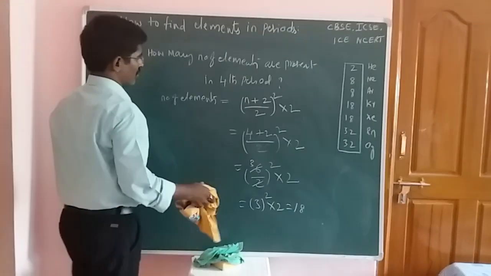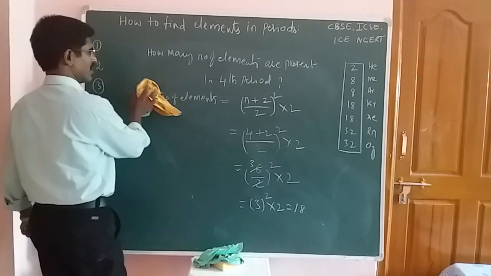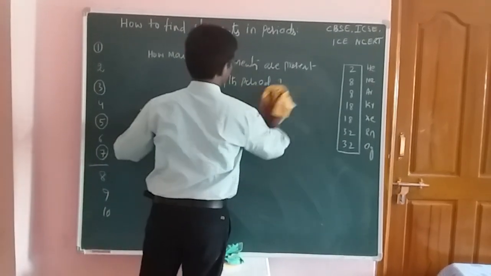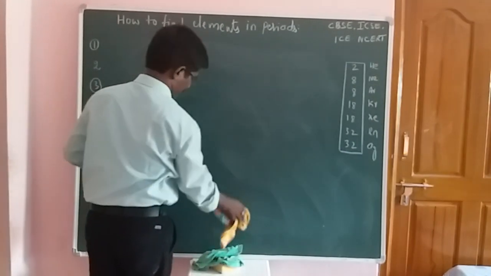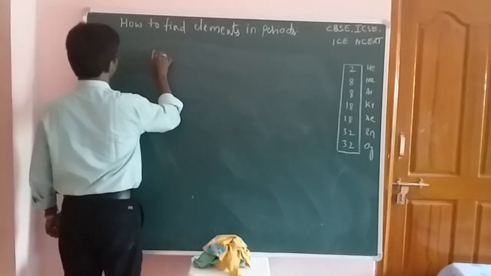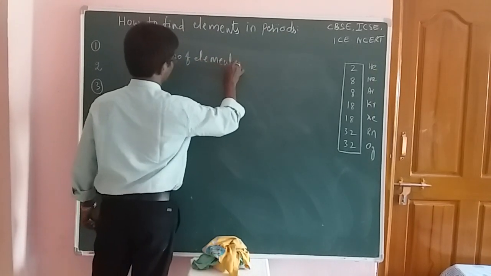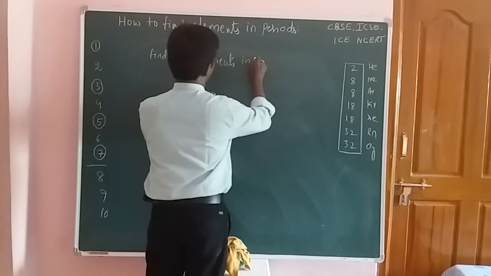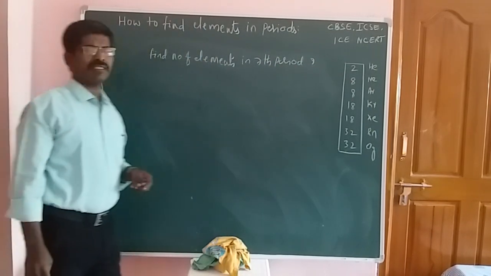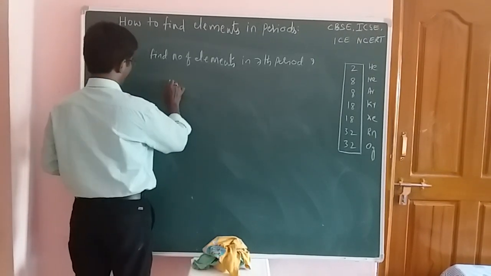No problem. Now next I should explain about the sixth period elements, then the seventh period. Okay, students. Next, seventh period. Find the number of elements in the seventh period. Okay, students. Find the number of elements in the seventh period. So here, the number of elements in the seventh period.